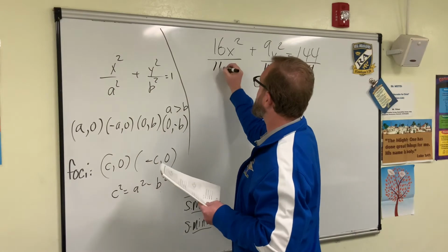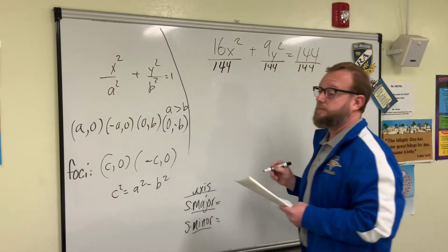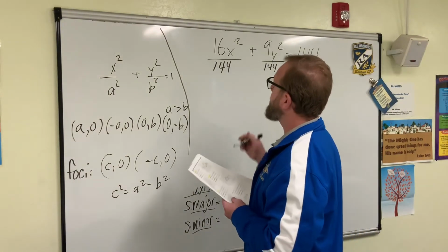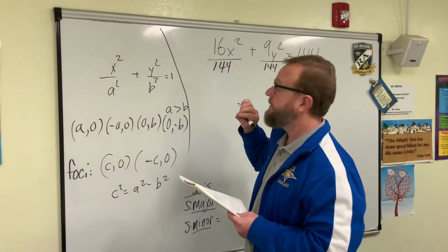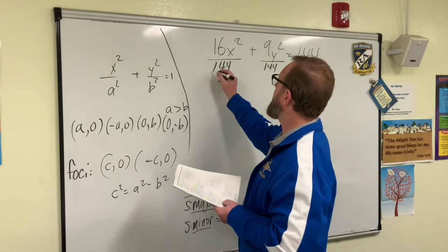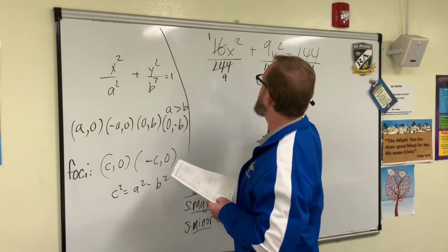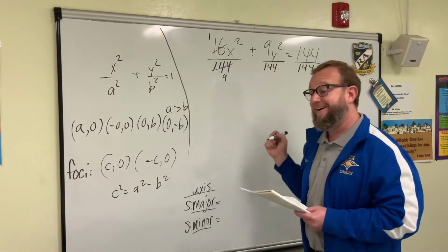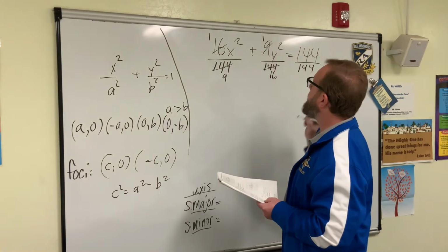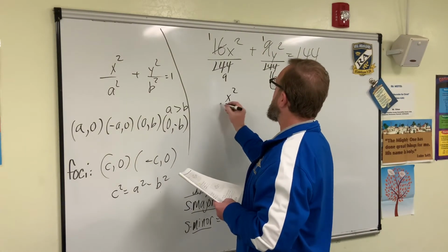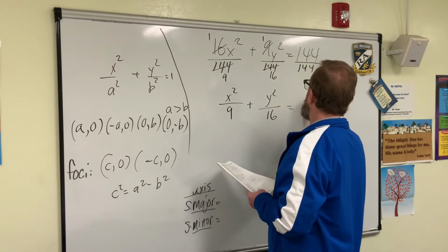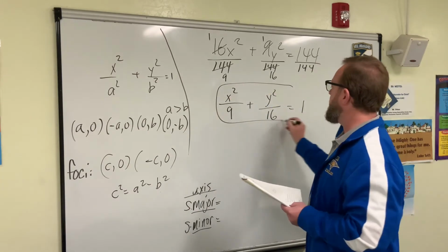So how many times does 16 go into 144? 9 times. So 16 times 9 would be 144. Is that what we're saying? Yes, that's what we're saying. All right. So 9 and 1. 9 into 144 then would be 16. Hey, what do you know? So if I rewrite this neatly, x squared over 9 plus y squared over 16 equals 1. Now we have something we can work with.